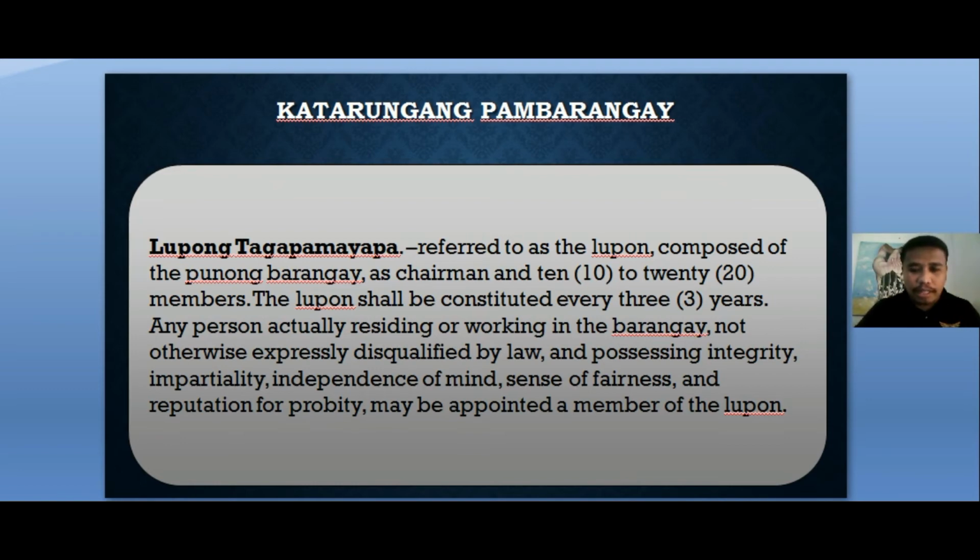So if in case there is a conflict between one member of the community and another, there is what we call the lupong tagapamayapa. Okay? Lupong tagapamayapa. This refers to the lupon. What is the lupon? The lupon consists of 10 to 20 members. Okay? 10 to 20 members. Who is the chairman of this? Composed of the punong barangay as the chairman of the lupon. The lupon shall be constituted every 3 years.